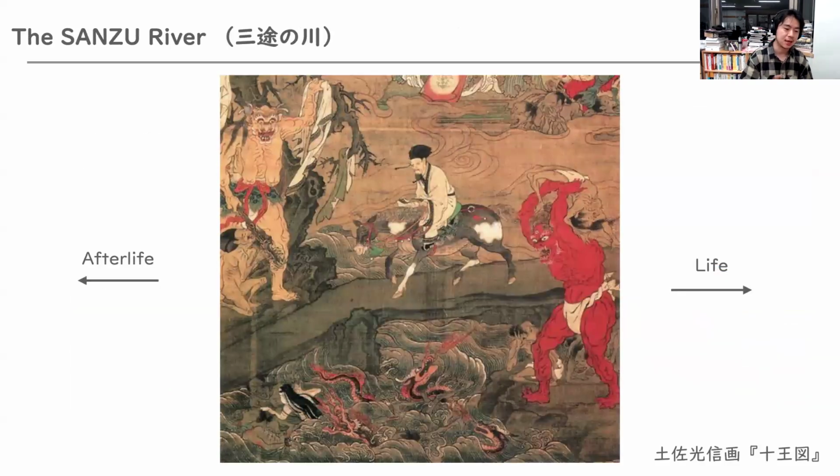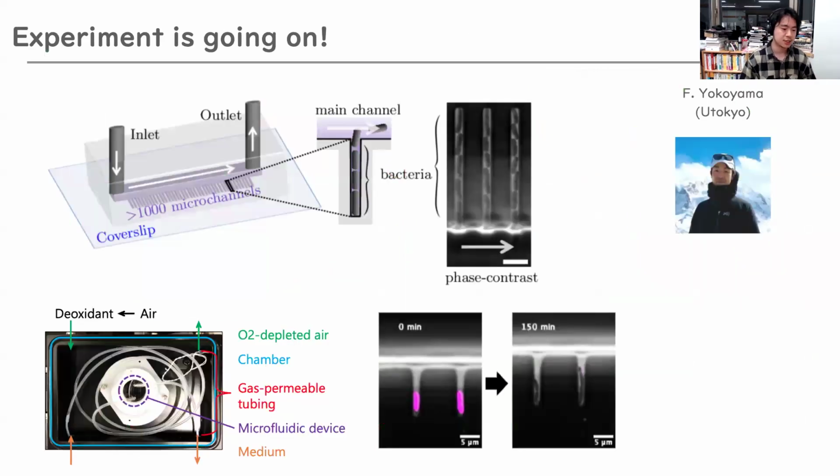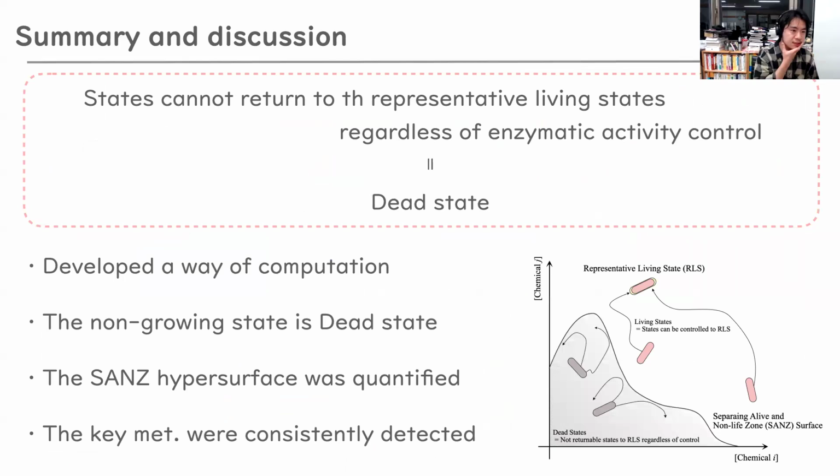The Sanzu is named after the Japanese Buddhism tradition, the Sanzu River. This is a mythical river that separates the world of life and afterlife. Of course, this is not just a conceptual thing. We can compute which metabolites are important for setting the Sanzu hypersurface of this model. I skipped the details, but acetaldehyde, ethanol, and NADH turned out to be very important. To check it, I'm now setting up a single cell level experiment with my experimental collaborator.